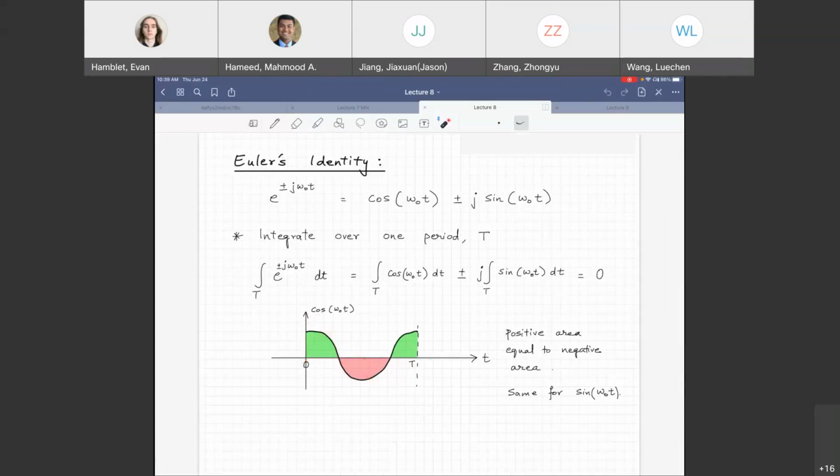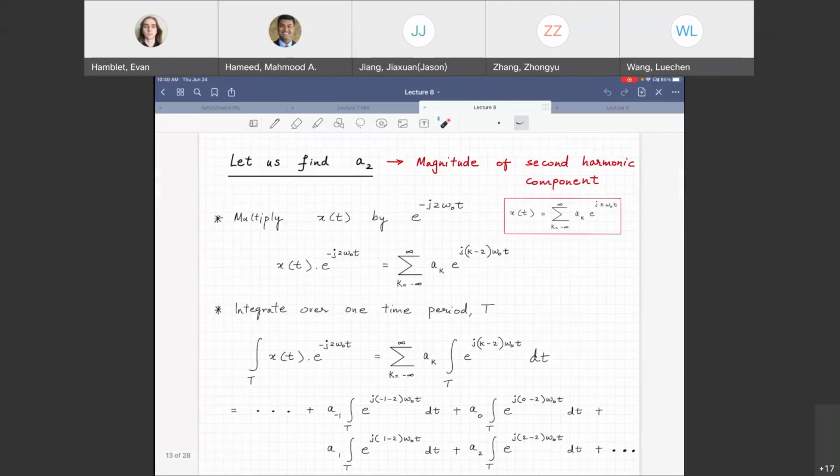But the key is, if you integrated over one time period over this cosine or the sine, your area would go to zero, right? The positive part would cancel out the negative part. Same would apply for cosine as shown, or sine, which is not shown. So mathematically, you would write it as integration of cosine for one time period will go to zero. Integration of sine over one time period will go to zero, which means that the integration of this complex exponential over one time period will equal zero. Now we agreed on this before, right? Like last time we met for a lecture, we agreed on that.